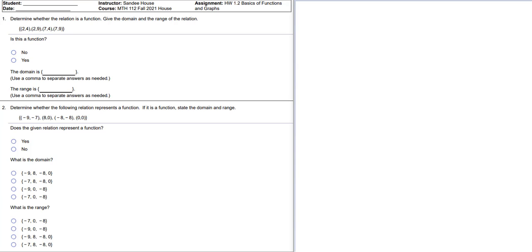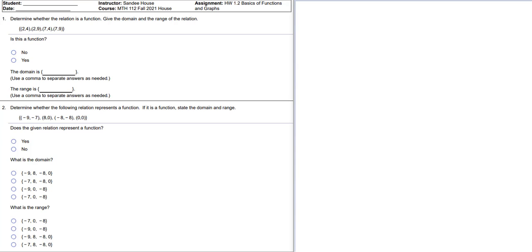Math 112, Homework 1.2, Basics of Functions and Graphs, Examples. Example number 1. Determine whether the relation is a function. Give the domain and range of the relation.